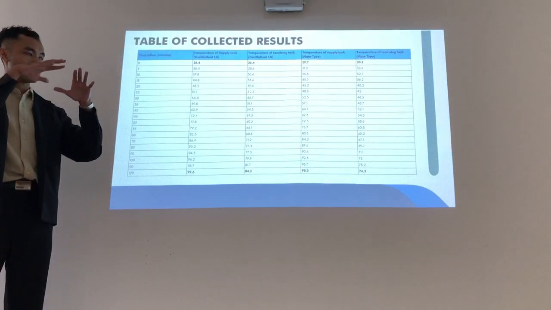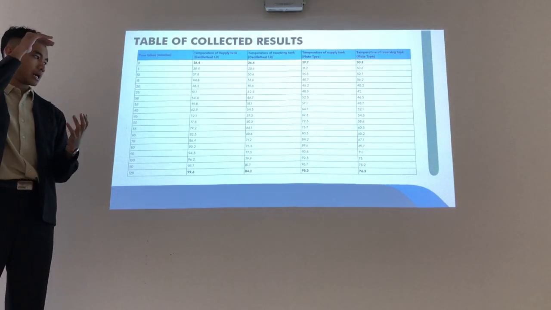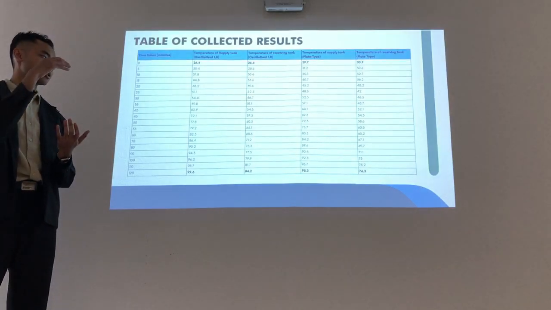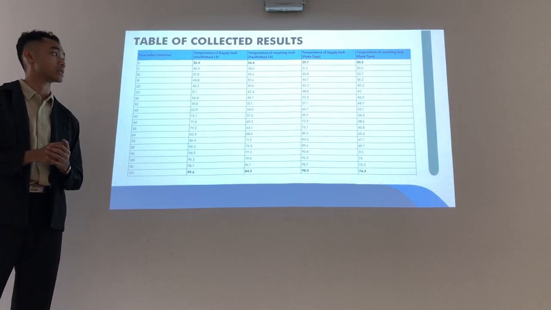water boiler's limit, it cuts off at 100. So I wasn't able to reach the 100 degrees as there's an automatic shut off.